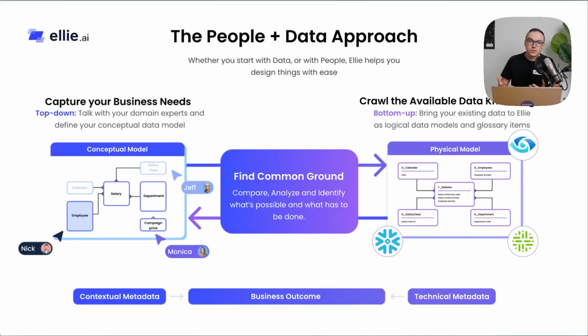But also on the other side, you could, for example, at first bring the information you already have into Ellie. So for example, if you have an existing data catalog with terms and definitions, you could bring them into Ellie as a glossary. And then when you model, you could actually use those predefined things as your entities in the model. You can also bring your existing schemas from different warehouses or source systems, right? So you can bring your tables and schemas as physical models into Ellie.